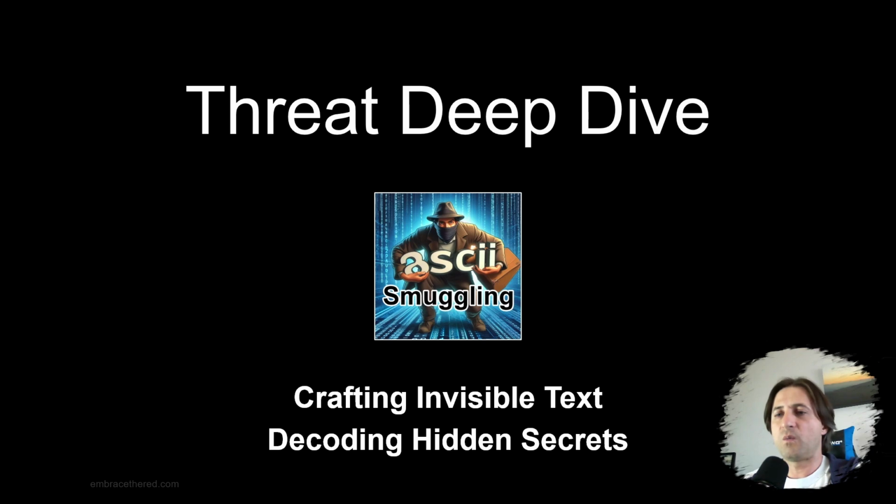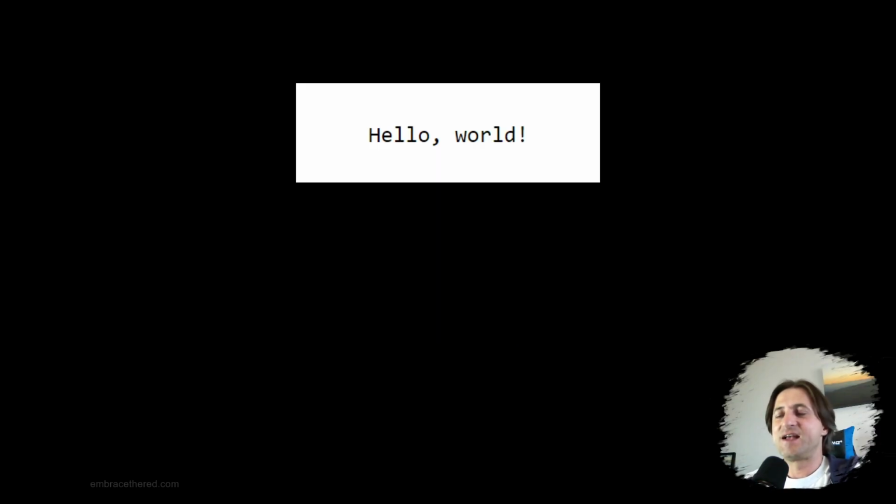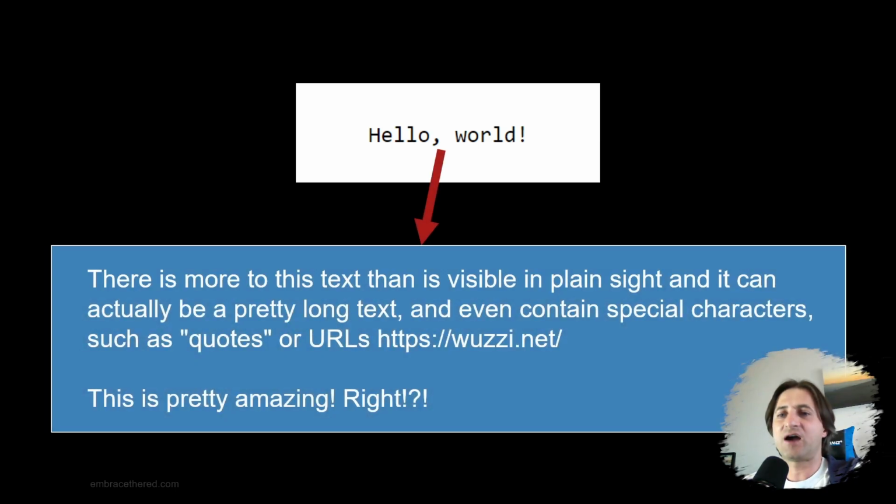Okay, so the next scenario is a deep dive into ASCII smuggling, which is all about crafting invisible text and decoding hidden secrets. So if you see this text, hello world, what if I tell you that actually this entire text block, these two paragraphs here, are actually hidden within that hello world string? That's pretty amazing, right?